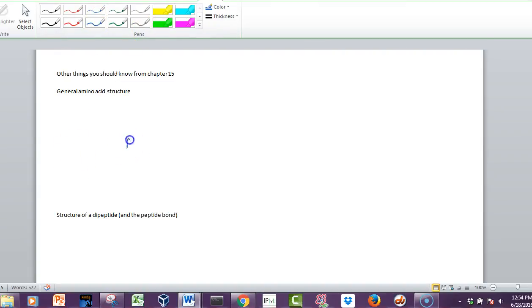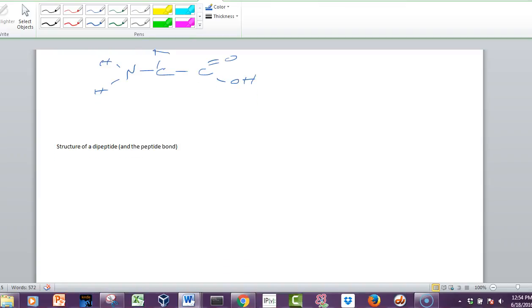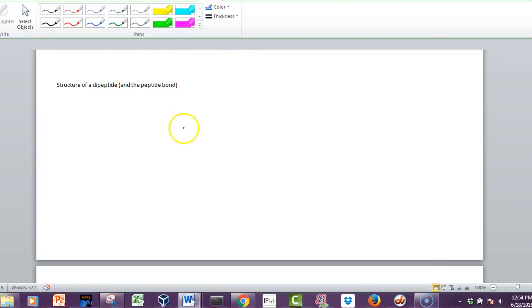So an amino acid structure has an amino group, a central carbon, and a carboxylic acid group, and then it has an R group here. So that's a general amino acid structure. That R group is going to vary, and that's what makes the different amino acids different. A peptide bond: you take two of these things. A dipeptide is two amino acids put together.